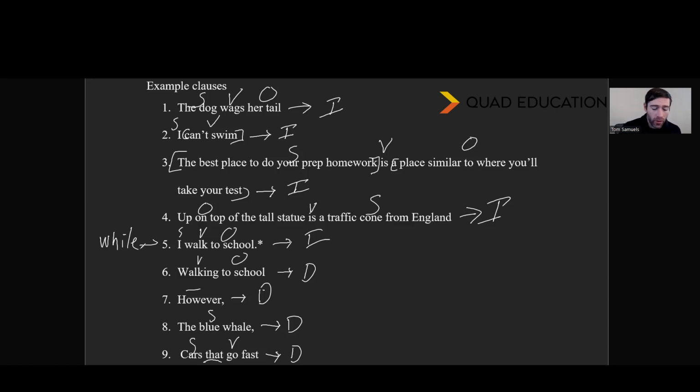And you can pretty quickly see while I walk to school, well, what happened while you were walking to school. And that's it for these examples. Hopefully this was helpful in showing you a good illustration of how to identify subject, verb, object in clauses and context. Okay, that's it for this video.